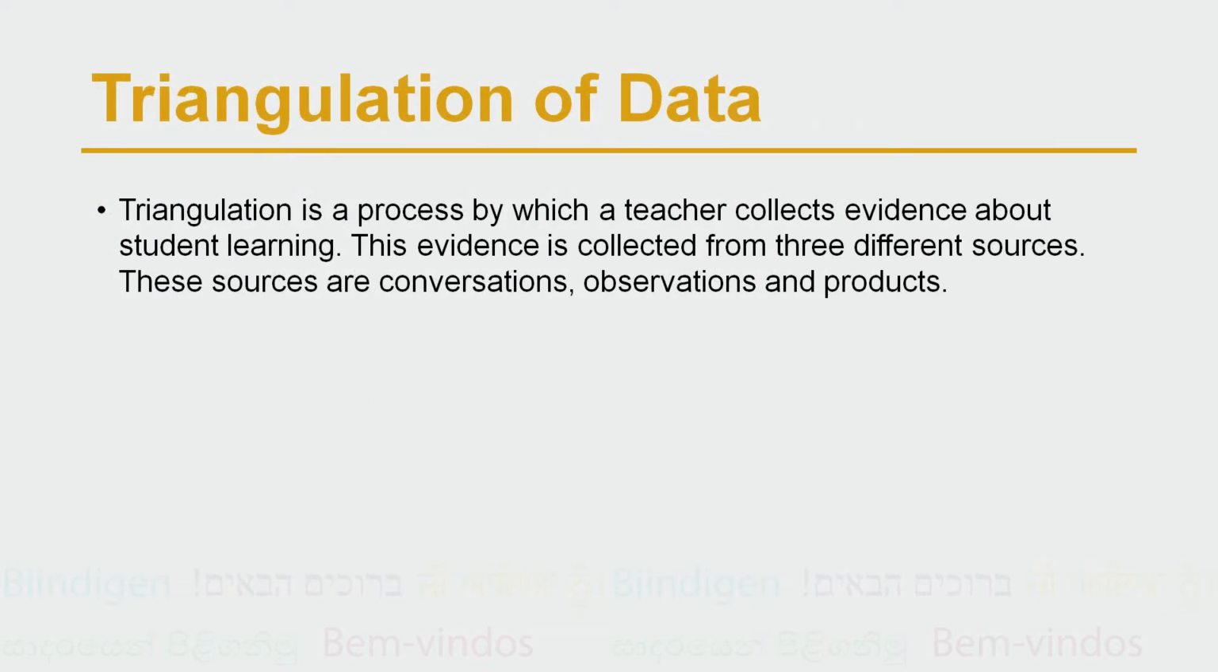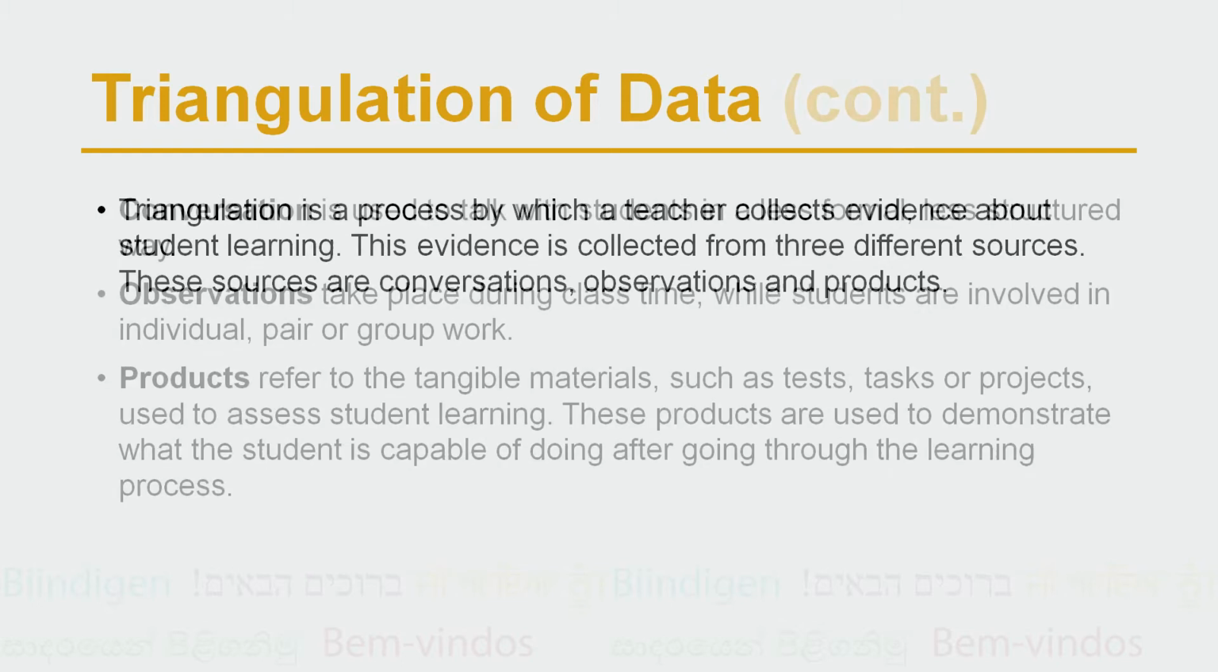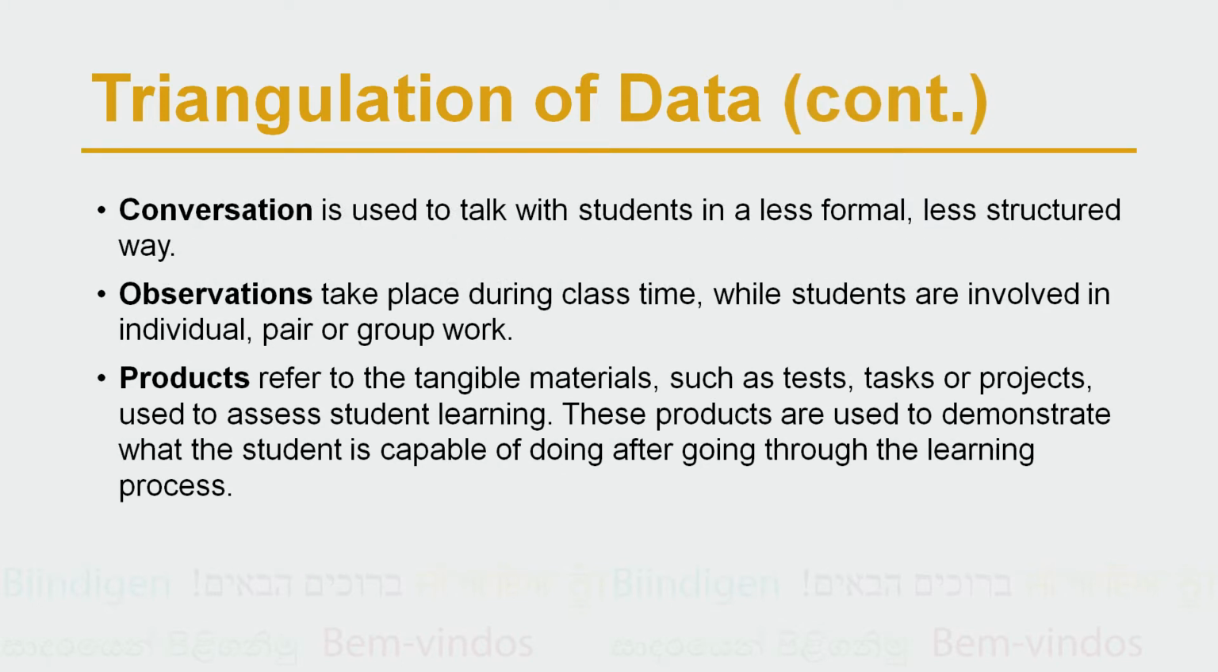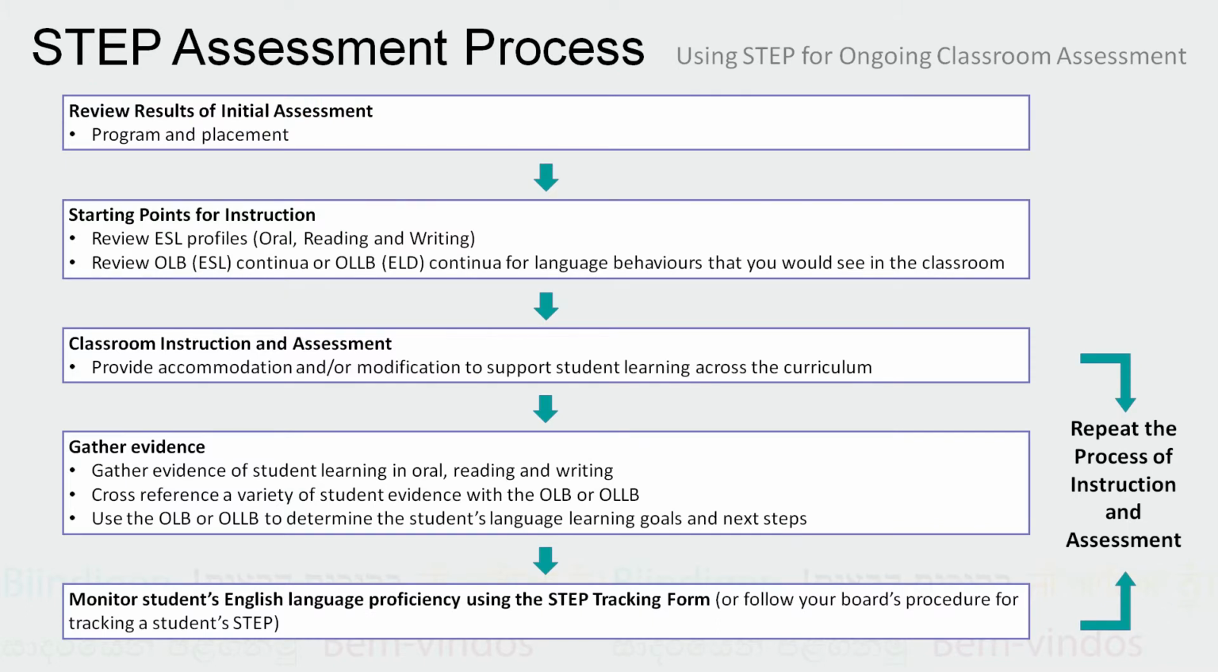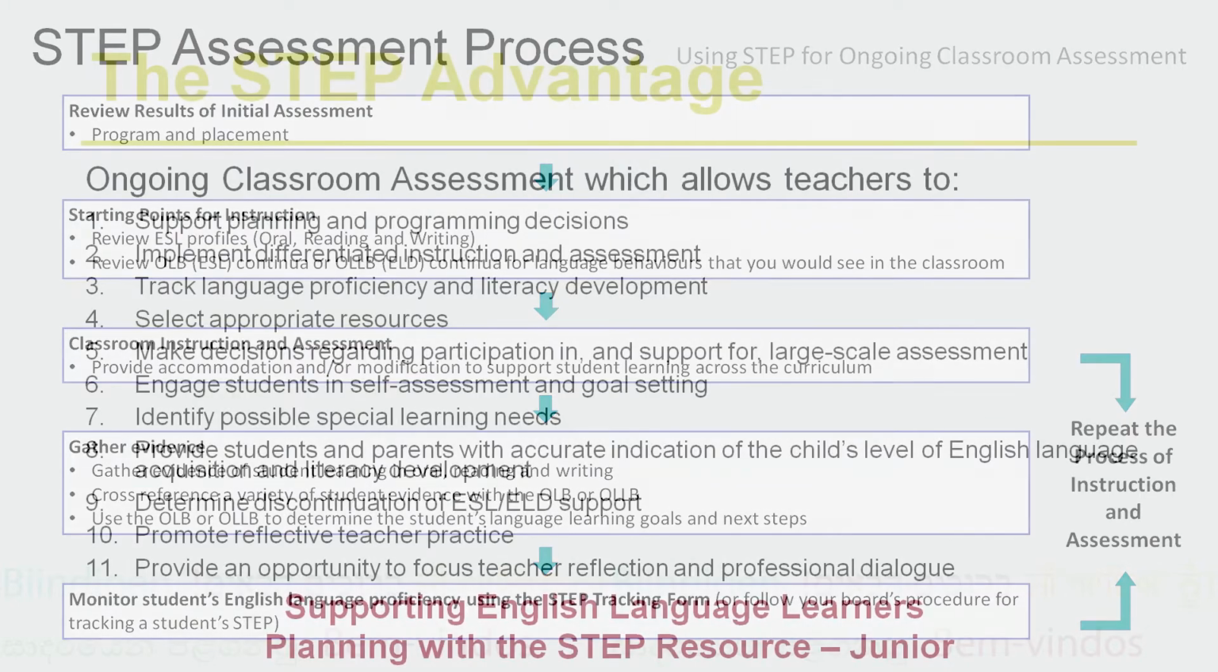Triangulation of data is a process by which teachers collect evidence about student learning from multiple sources. Data can be collected through conversations, observations, and products. Teachers will need to draw on an English language learner's strengths and use them to provide opportunities to gather data in various ways. The flow chart illustrates the complete STEP assessment process that we have explored in the preceding slides, starting with initial assessment and ending with the instruction and assessment process.